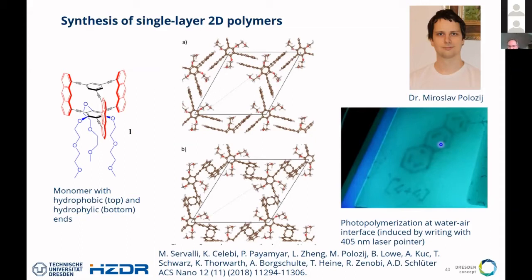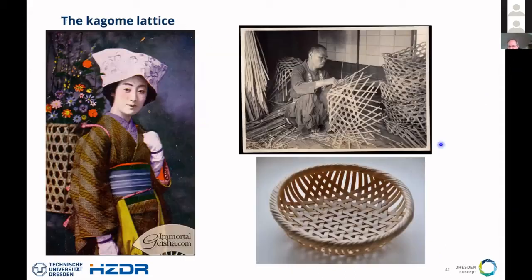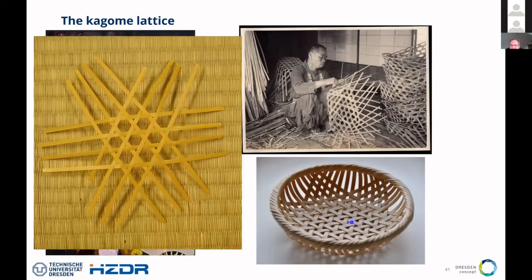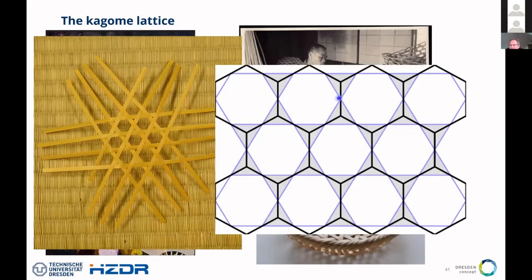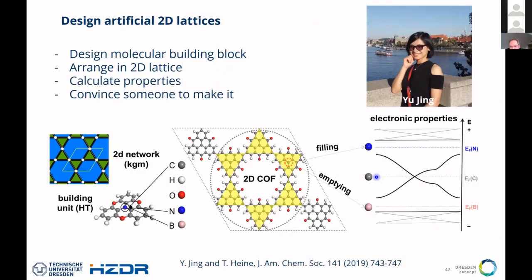But let me go back to the Kagome lattice. Kagome comes from a Japanese basket making thing, so you can see the lattice. So it looks very beautiful. And it's also related to the honeycomb lattice. So you can see in blue with gray inset the Kagome lattice, and in black the honeycomb lattice. And actually you had the idea to put molecules that are triangular, they're called triangulines, together into a network.